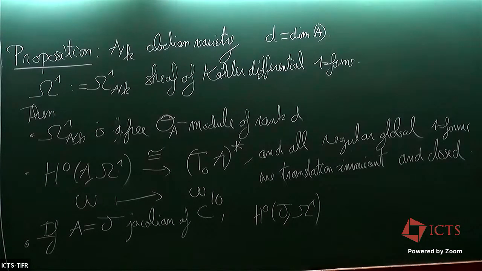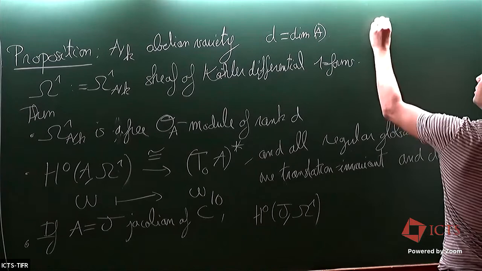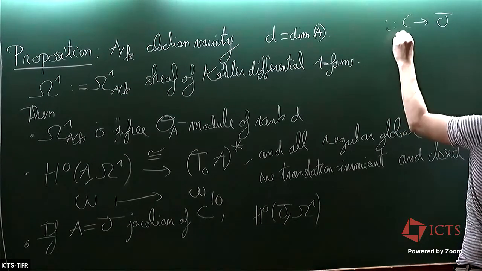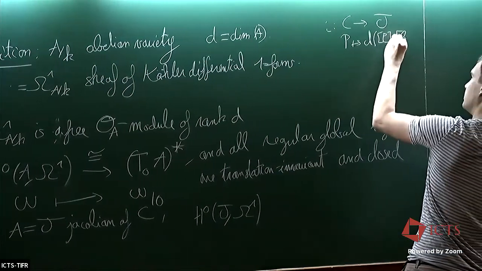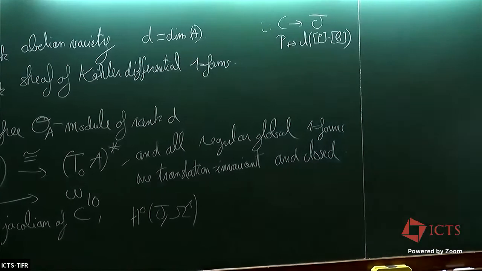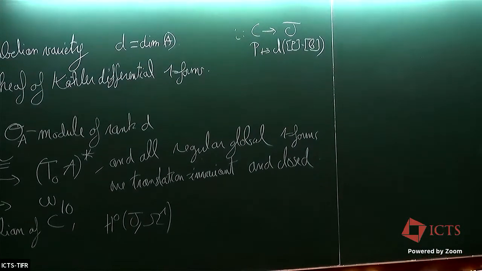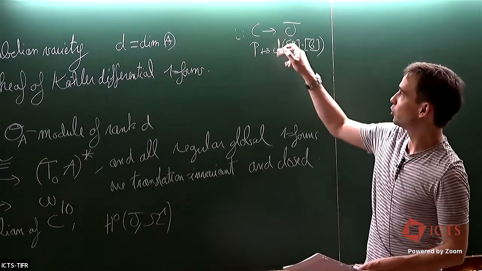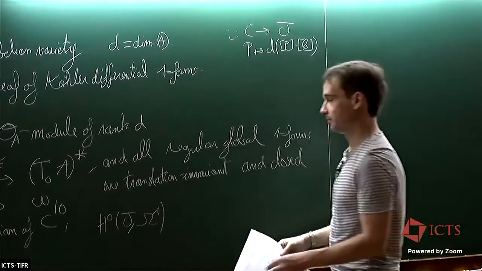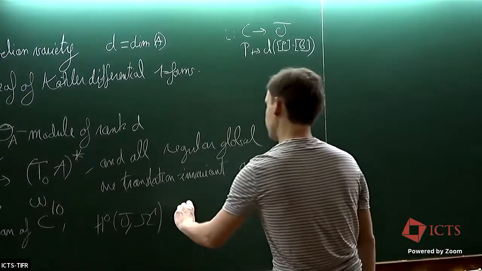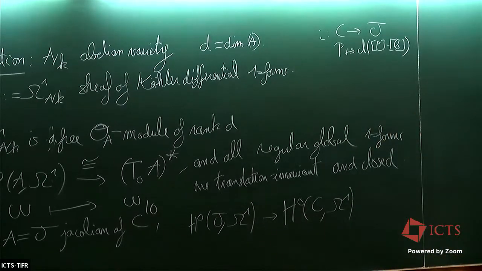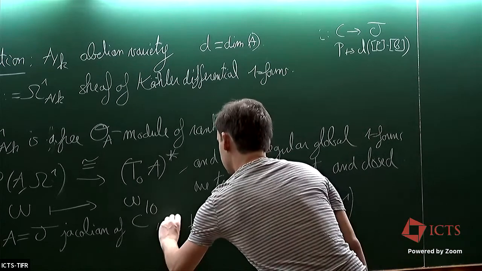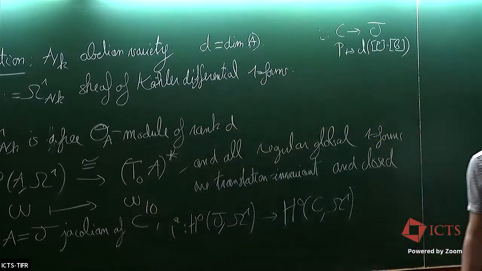If you remember, I defined iota, C to J, which to P associates the class of the divisor P minus B. I've chosen the base point. I could write I subscript B everywhere, but it will be a bit tedious. So let's just say I fixed it. And with this, I can pull back a one form here to get a one form here. And if regular global goes to regular global, I get this pull back, and it turns out it's also an isomorphism.